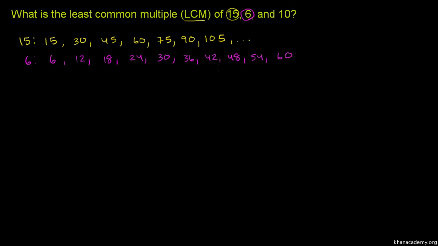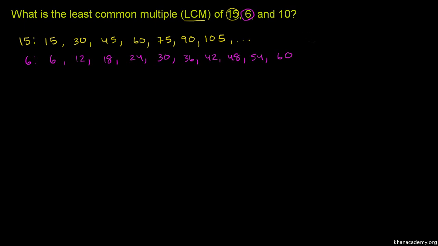60 already looks interesting because it is a common multiple of both 15 and 6. Although we have two of them over here. We have a 30 and we have a 30. We have a 60 and a 60. So the smallest common multiple. So if we only cared about the least common multiple of 15 and 6, we would say it's 30.